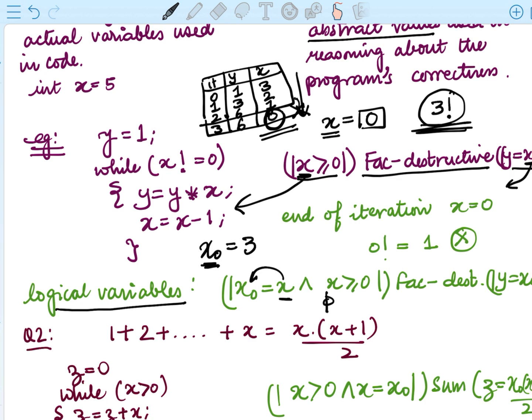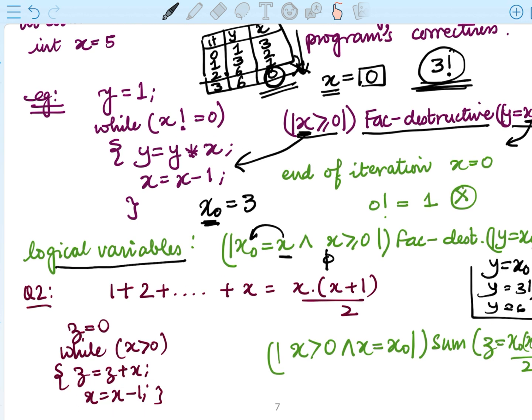After the program is run, what you will have is y equals x naught factorial, and x naught is 3. So you will have 3 factorial, which is equal to 6, and this satisfies the program. Right? So this is how logical variables help us.